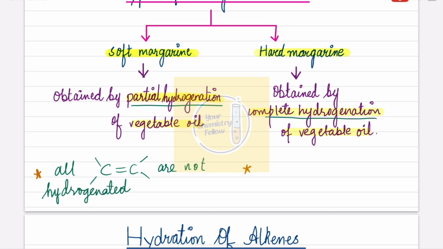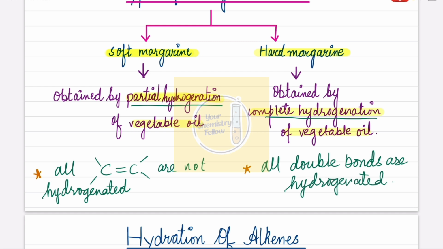Whereas complete hydrogenation means that all double bonds are hydrogenated. So, complete hydrogenation results in the formation of hard margarine and partial hydrogenation results in the formation of soft margarine. Soft margarine will be oily in nature due to the partial hydrogenation.